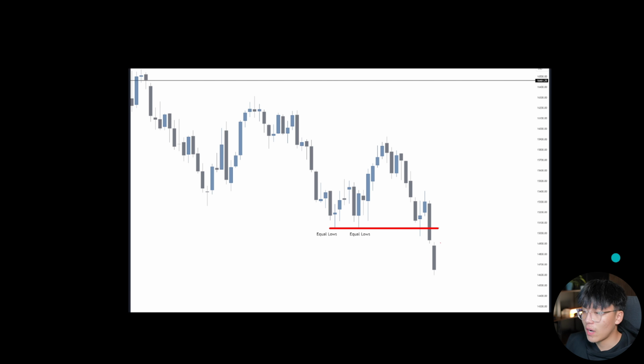And you can see price gravitated down towards these equal lows, taking out the liquidity right here, popped back up, and then we headed more towards the downside for a confirmation of this move lower.